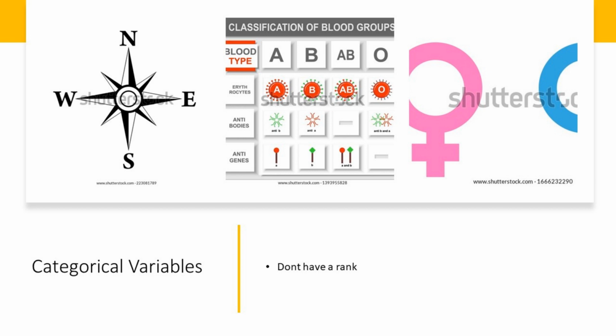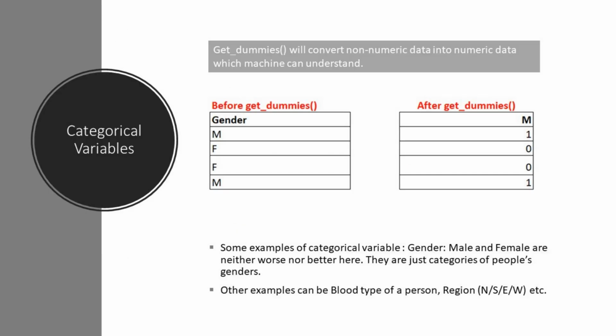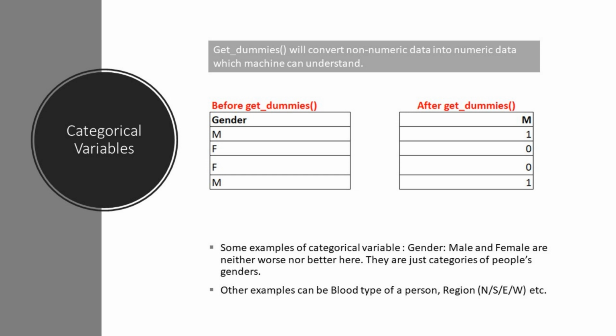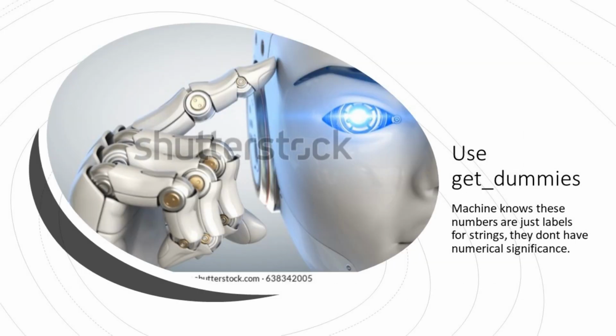So you would be using get dummies, which will be converting the non-numeric data into numeric data, which machines can understand. You can see before get dummies, your gender was male and female, and after get dummies, it was 1, 0, whatever. It's not like one is better than 0, or that one is greater than 0 or anything. It is simply that male is denoted by some X number, which is 1, and female is denoted by some Y number, which is 0. That's it. These are simply labels. So if you use get dummies, then the machine would know that these numbers are simply labels for some kind of string data, so 0 and 1 don't have any numeric importance.